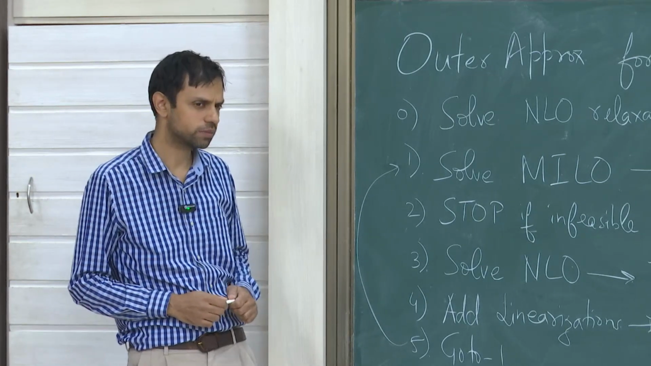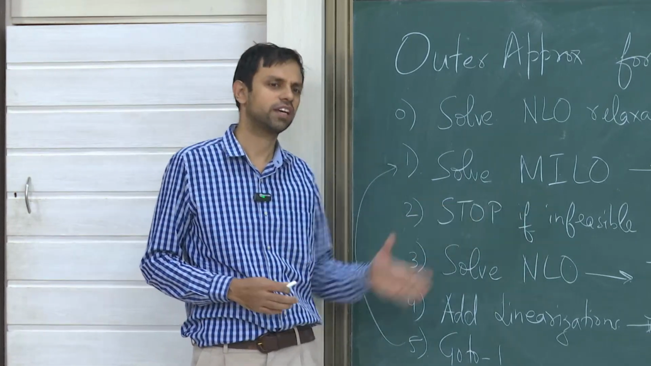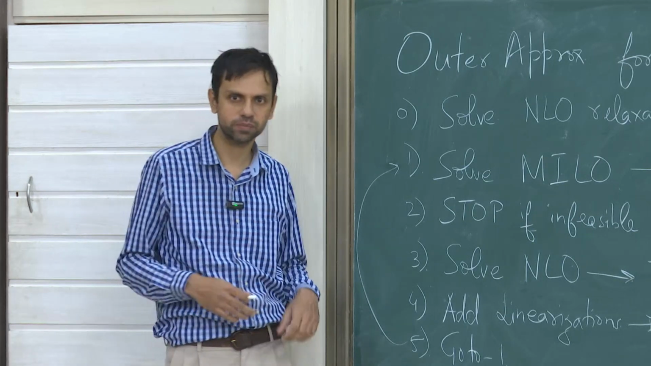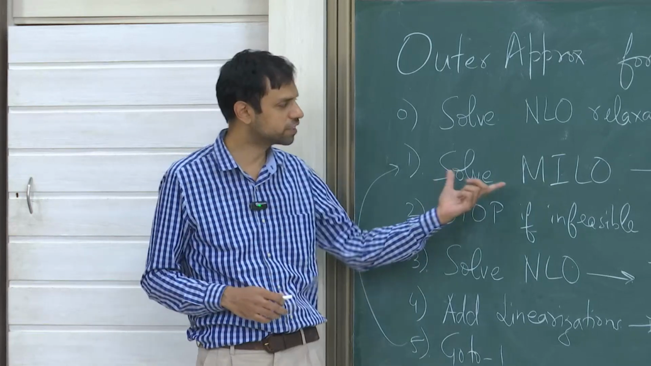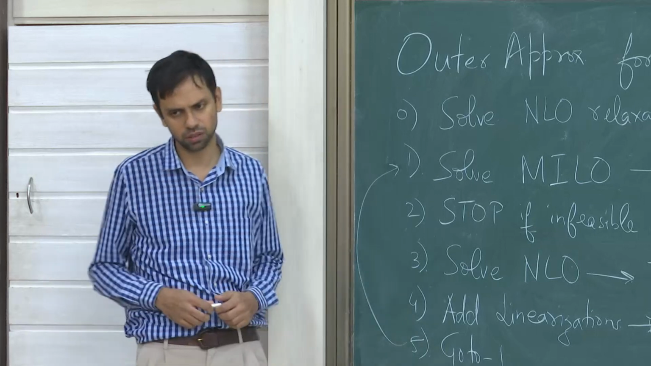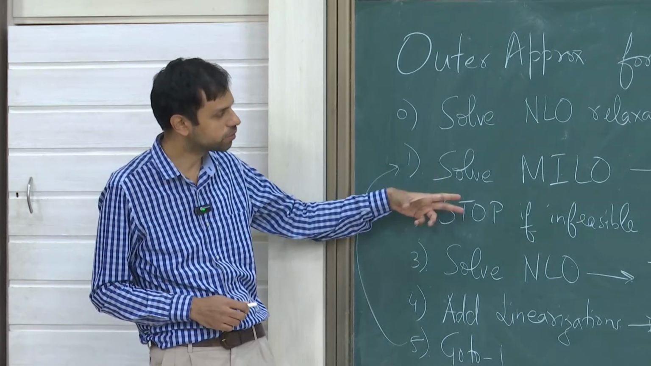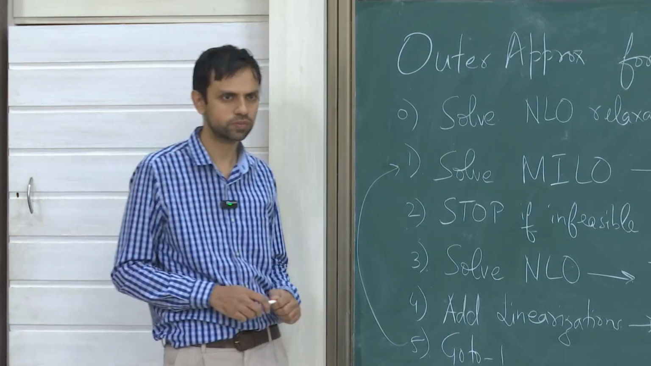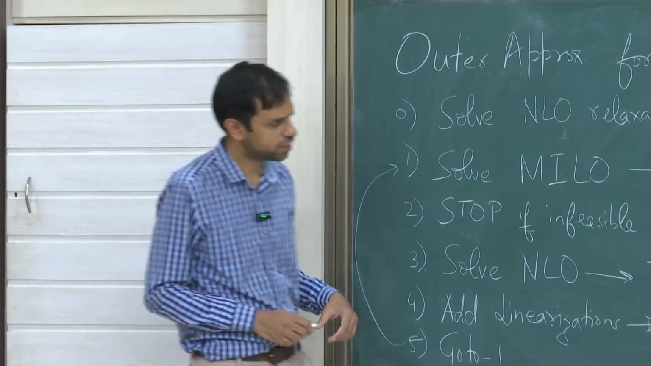Okay. The only drawback is that you have to repeatedly solve MILOs, and as their size increases, they get increasingly slower. So with time, the first MILO might be much simpler to solve, and it might take just a few seconds. But as you keep adding, it will go to minutes, then maybe even hours. Okay. So that is one disadvantage.